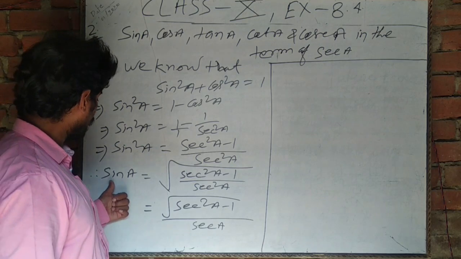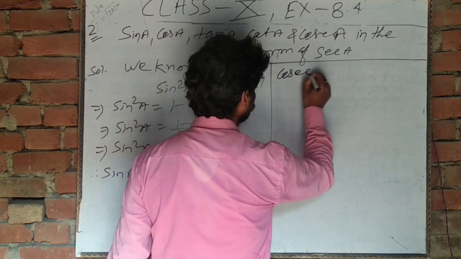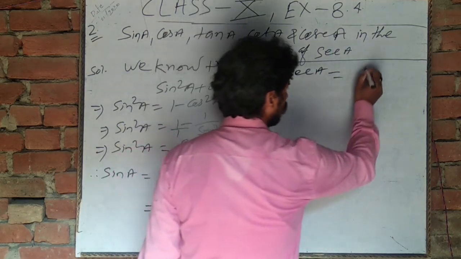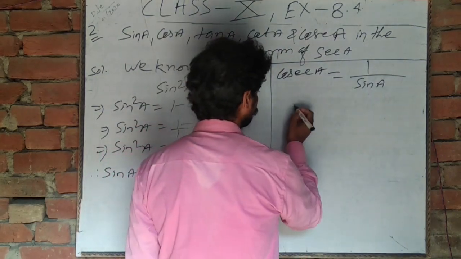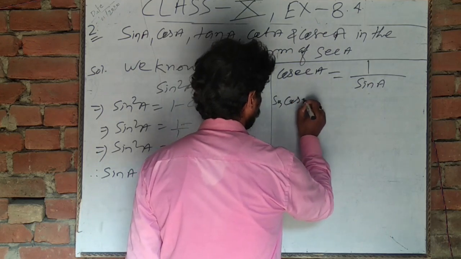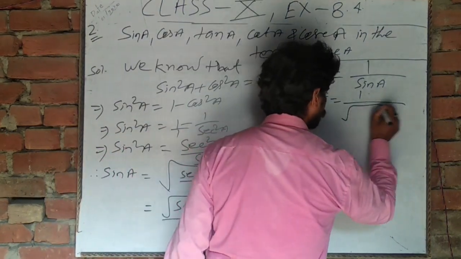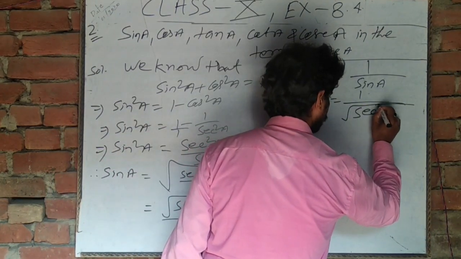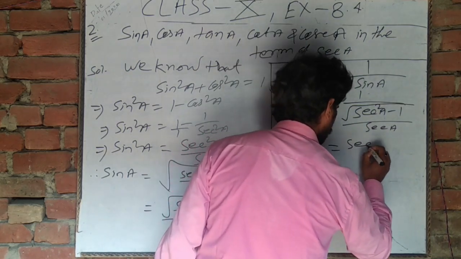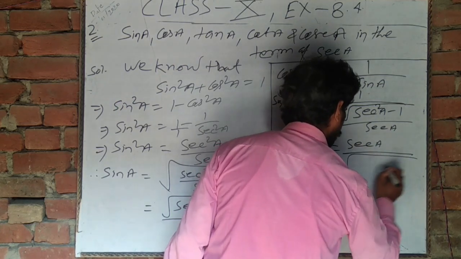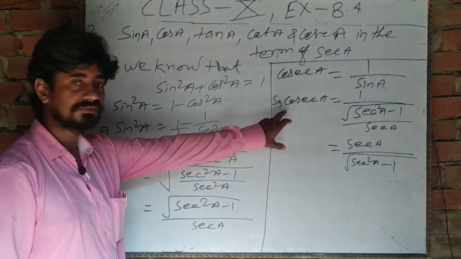Here we have the value of sin A. So now we can write cosec A is equal to 1 by sin A. So cosec A is equal to 1 by sin A, which means under root sec square A minus 1 by sec A. That means sec A by under root sec square A minus 1. This is the value of cosec A.